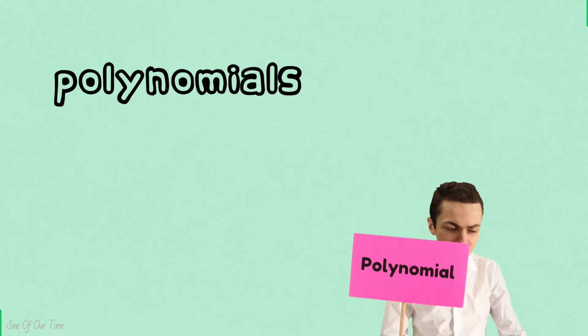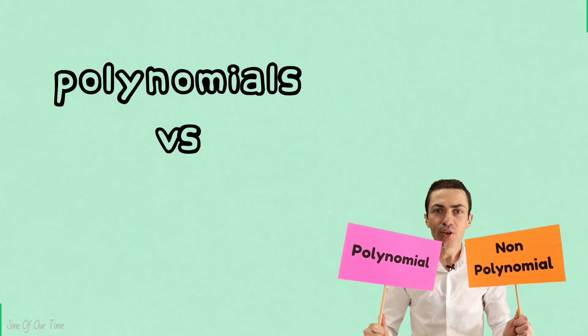Today we are going to learn how to separate polynomials from non-polynomials. First, we need to look at how we define a polynomial expression. This is any expression that contains one or more terms of the form ax to the power of n, but there are certain rules that need to be adhered to.